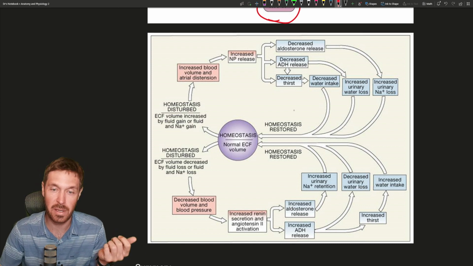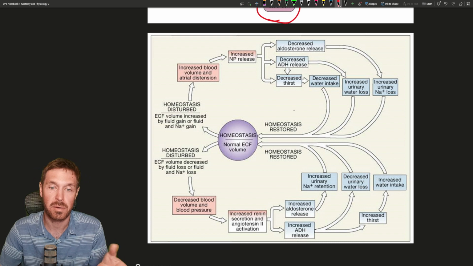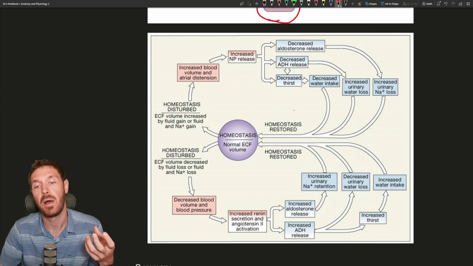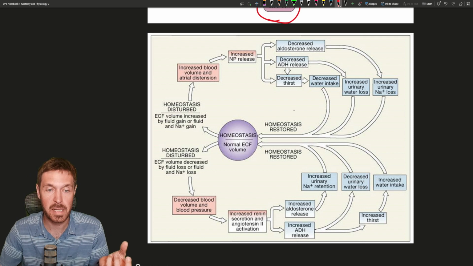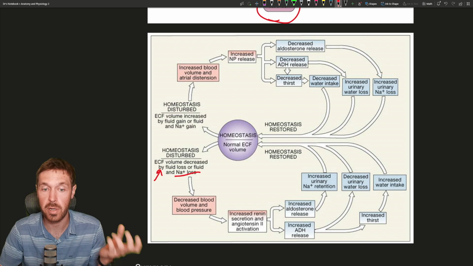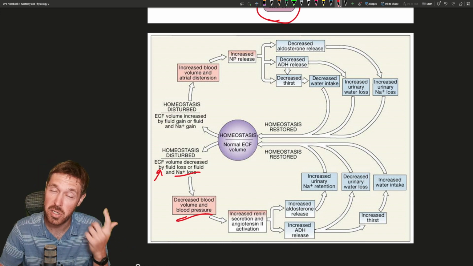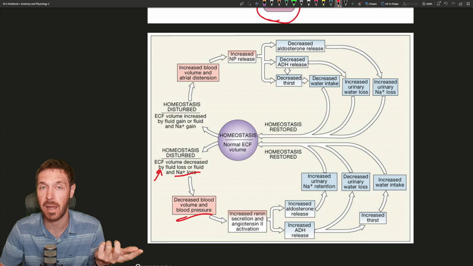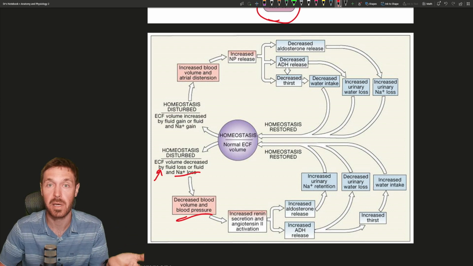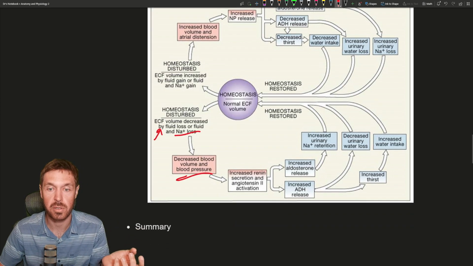So here is the homeostasis. This is where you want to be. Normal ECF volume, so extracellular fluid volume. So everything is fine. But let's say you lose volume in your blood or you have sodium loss in your blood. And that means you have decreased blood volume and blood pressure, and that's not good. If you don't have the proper blood volume, blood pressure, you could pass out. So you stand up too fast and the world gets black. That's because blood pressure has dropped going to your brain.